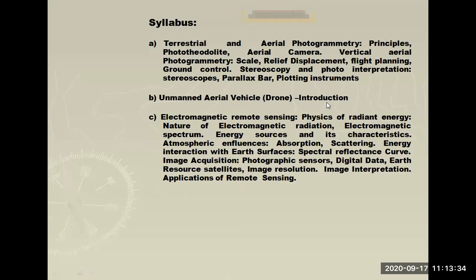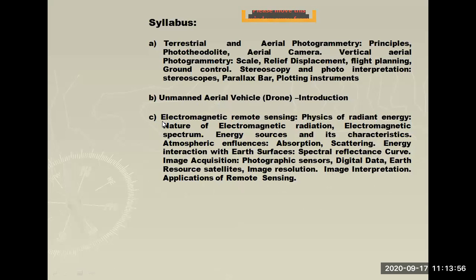Introduction. Generally this is the first time this point, drone camera or drone aerial technique, is introduced in your syllabus. Your first batch is there, this aerial drone camera or aerial drone introduction is given in your syllabus.